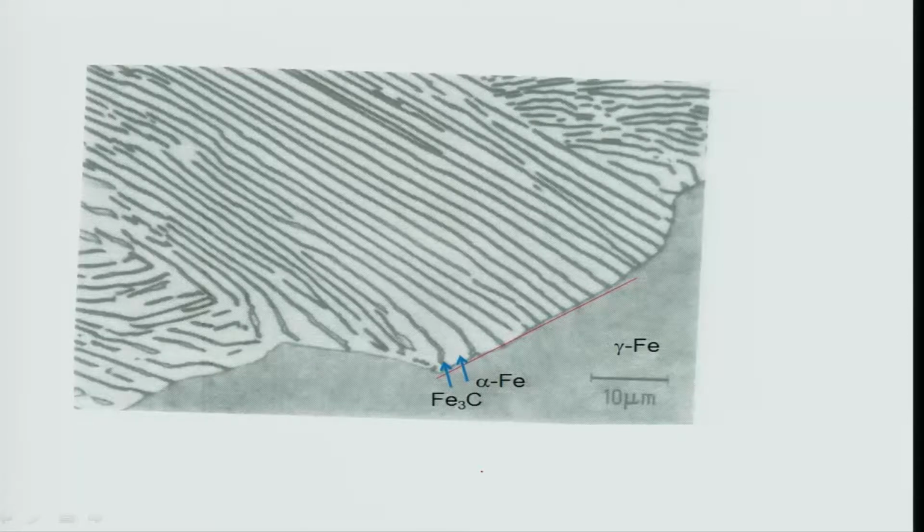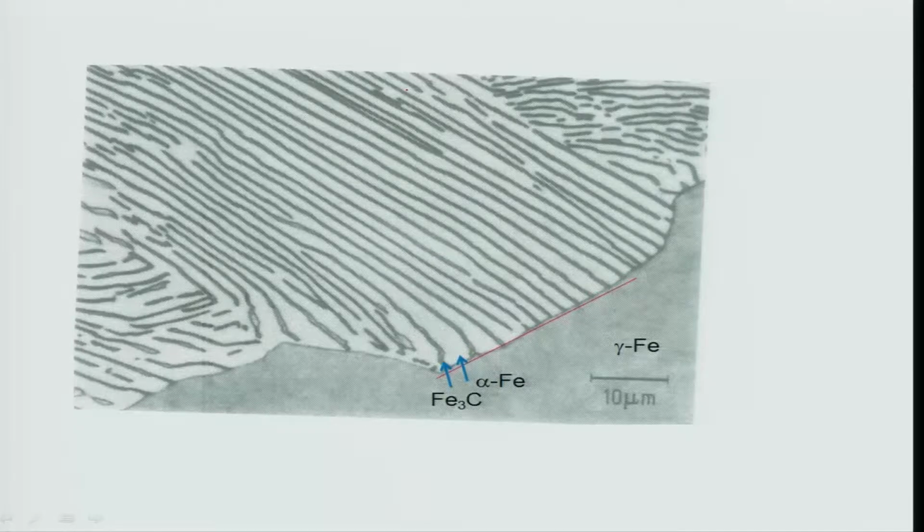Now I just want to show you this picture. This is taken from a book called Making, Shaping and Treating of Steel by US Steel Corporation, a very important and very big book. If you have access to any steel plants you can access that. It talks about everything from making to shaping and treating of steels. In this picture you can see a colony of pearlite, and in front of it you have gamma iron, and the interface looks very curved. You can see these black ones are cementite and white ones are alpha.